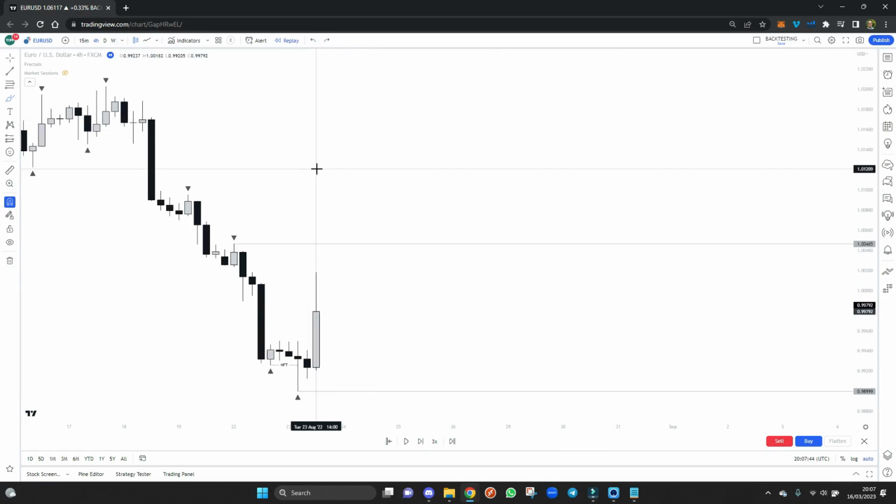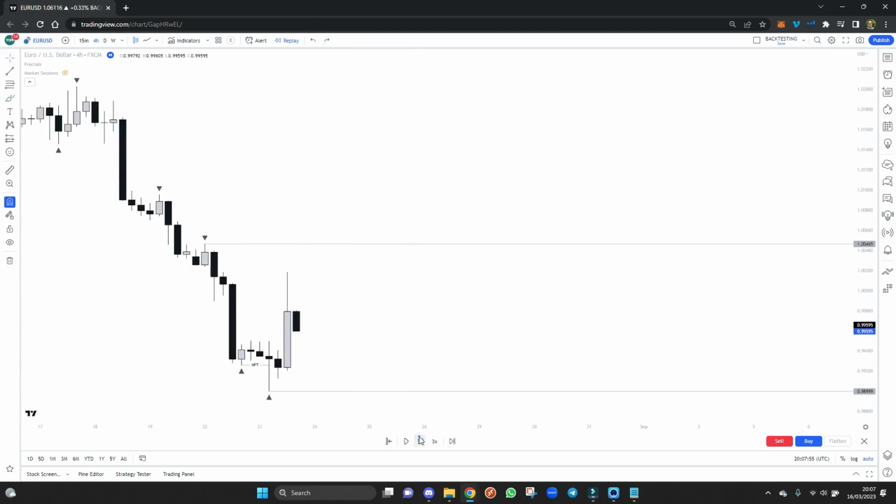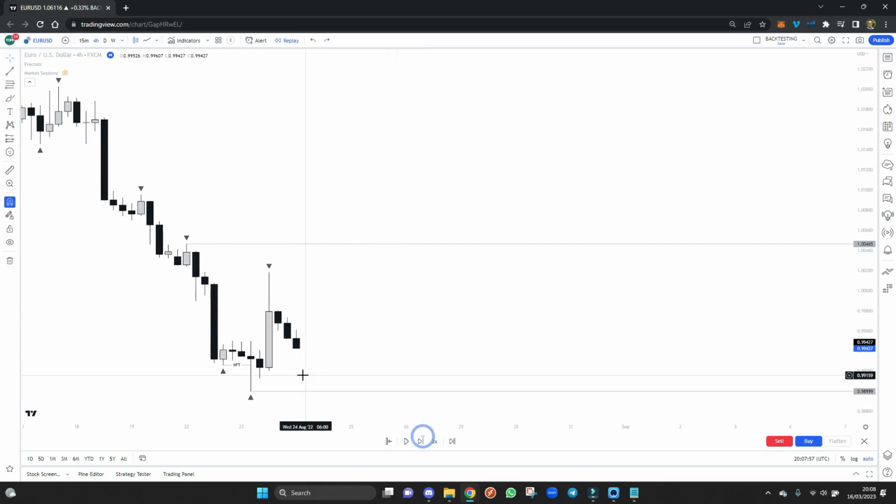So the bias is long. There's pretty much going to be no trades for that day because we're hovering around that low. Now we have confirmation of what the bias is. The bias is long. So let's play it forward until we get to the next day.